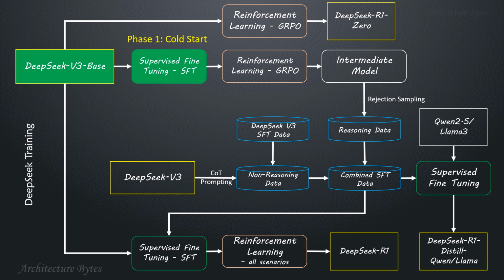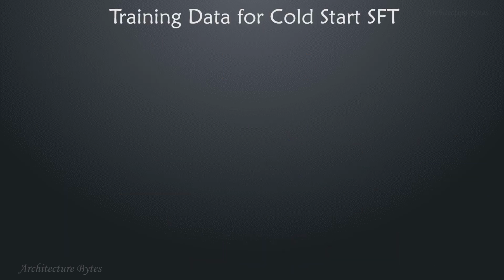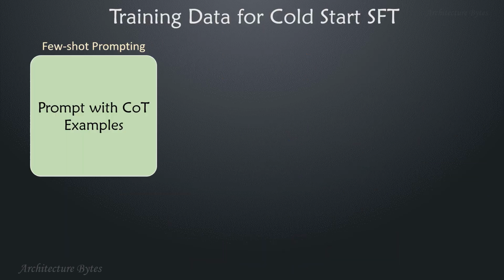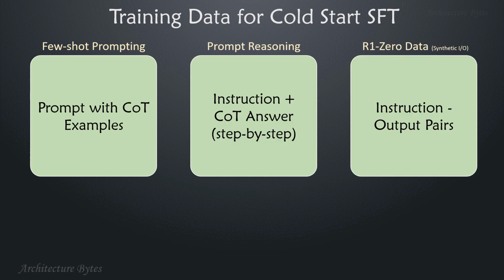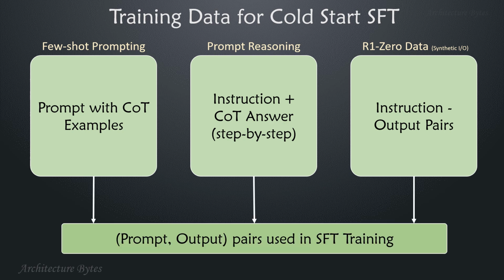How is the training data for cold start SFT prepared and what does it look like? It consists of few-shot prompting, prompt reasoning, and R1-Zero synthetic data, all of which are combined into prompt and output pairs for SFT training. This helps bootstrap instruction following ability of the model.